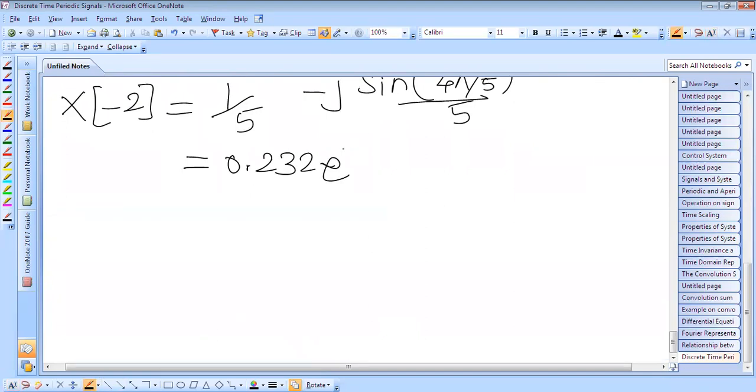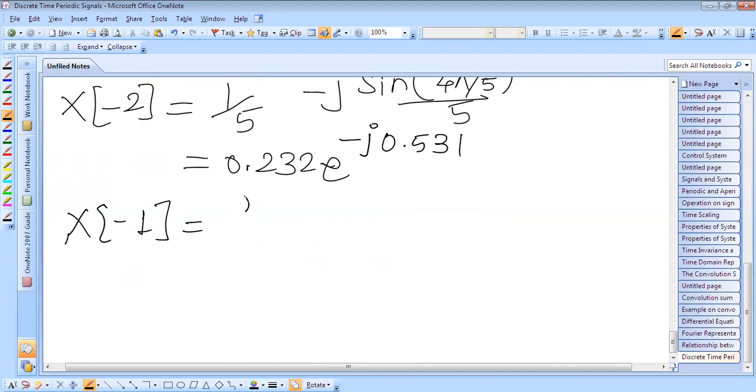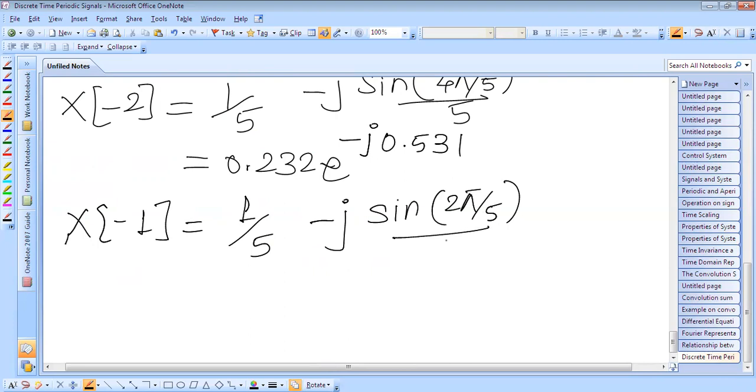E raised to power minus j 0.531. Then x of -1, we have to put the values of -1, so minus j sine of 2 pi by 5 by 5. This value is coming to 0.276 e raised to power minus j 0.760.